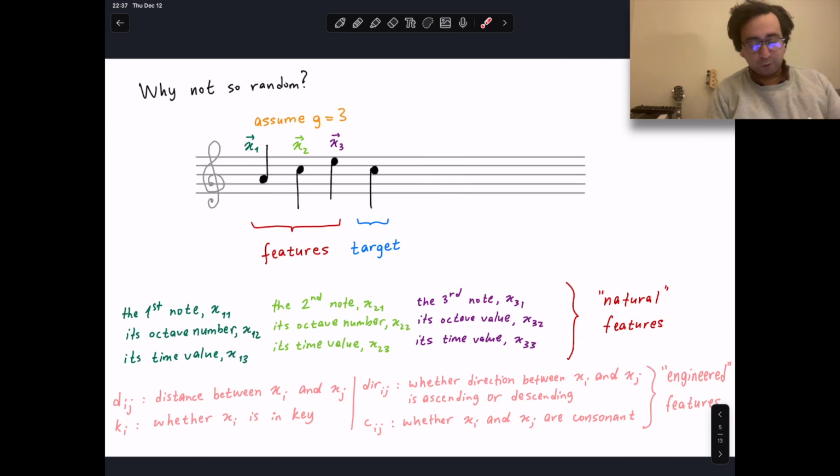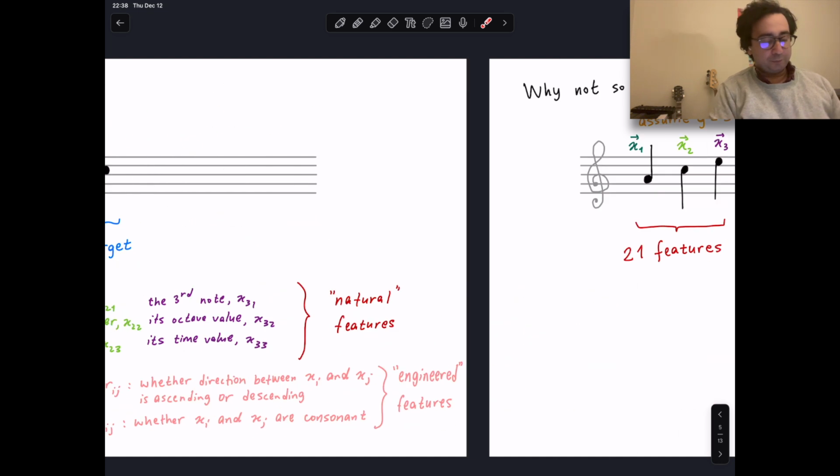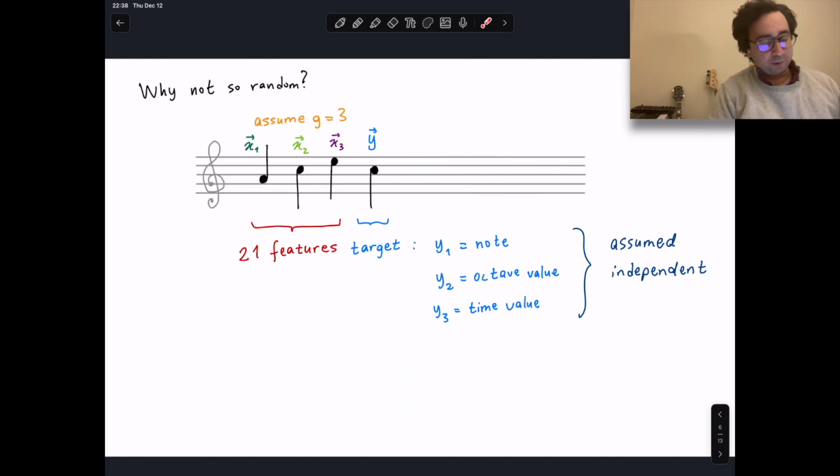On top of that, we are going to engineer some features. First we have the distance between pairs of nodes, and whether this node is in key, or this node is in key, or this node is in key. And we have a direction, whether we are ascending or descending as we approach the target. And finally, whether this pair, or this pair, is consonant or not. In total, we arrive at 21 features, so now let's focus on the target.